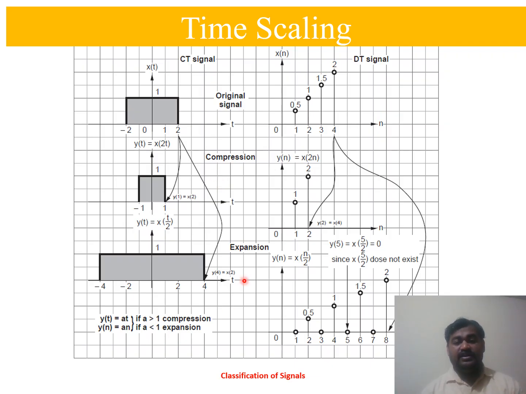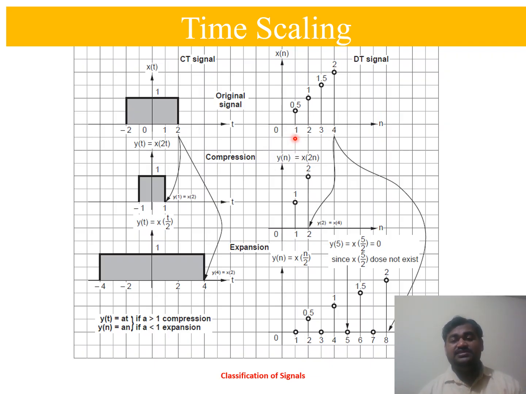This is an example for continuous time, and this is an example for discrete time. This is the original signal, and another signal is given with values 0 at 0, 1 at 1, 1.5 at 2, 1 at 3 and 2 at 4. I want to find y of n equal to x of 2n. I already told you, if you put n equal to n by 2, this will become x of n. So divide the time axis by 2.